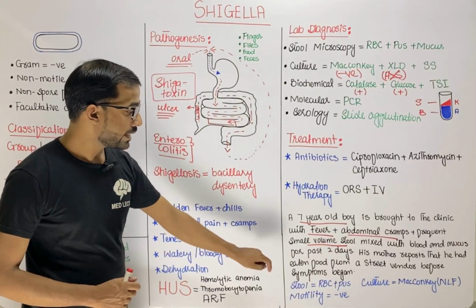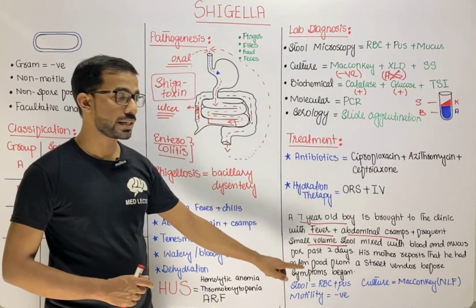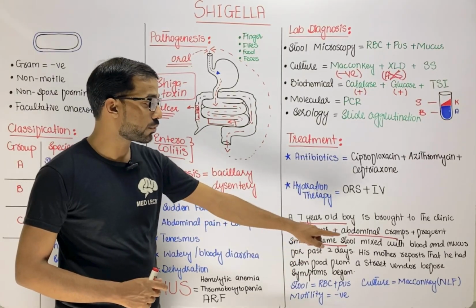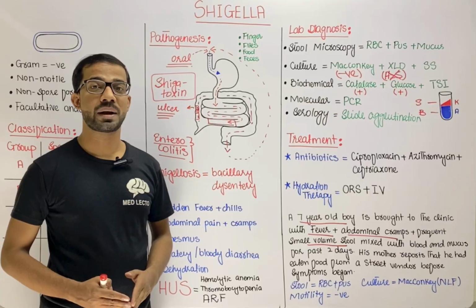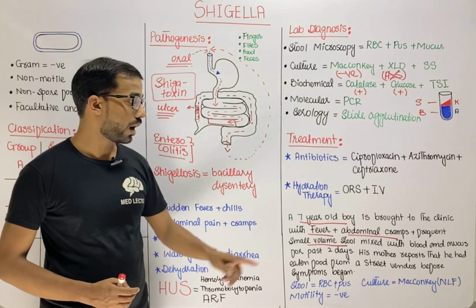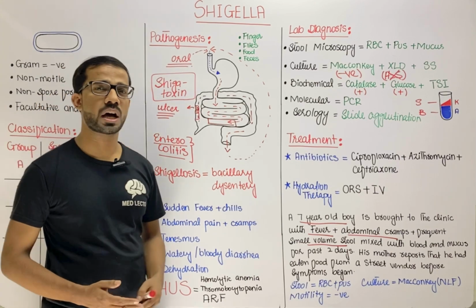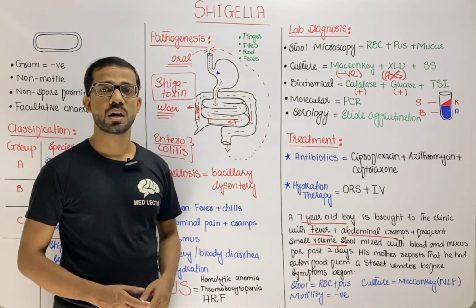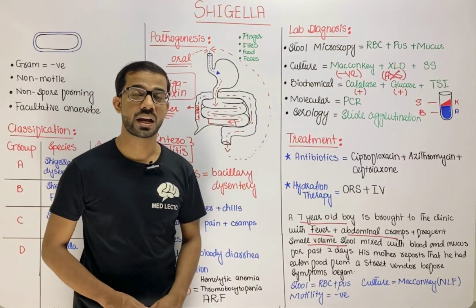In stool microscopy, we have seen red blood cells and pus, and in the culture, we have seen non-lactose fermenting colonies (NLF) on the MacConkey agar, and the motility test is negative because Shigella does not move. It points towards dysentery caused by Shigella. So this is all about Shigella.